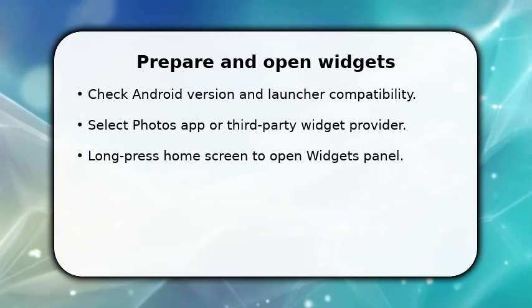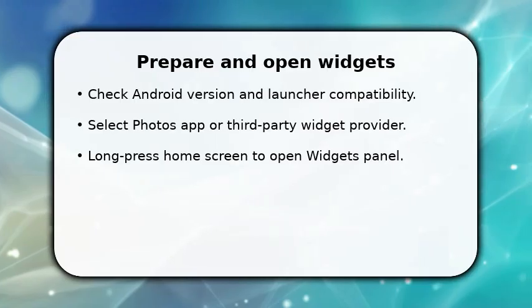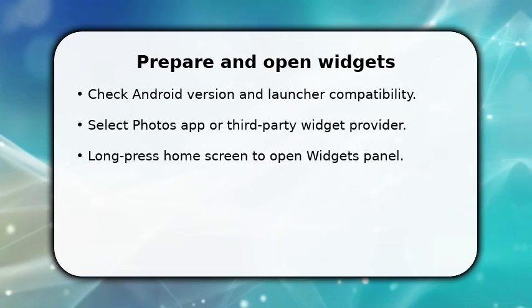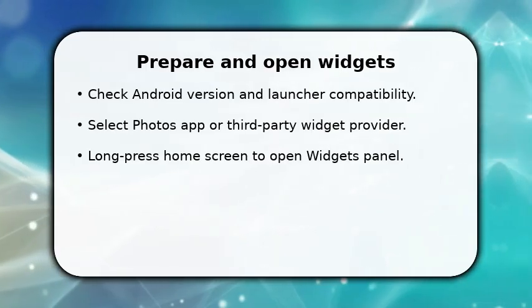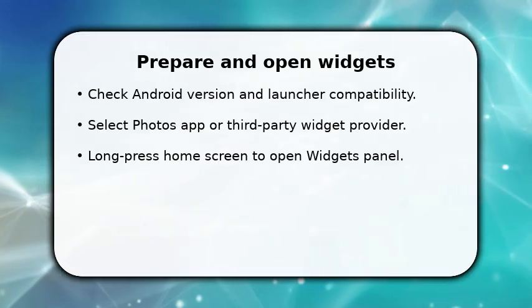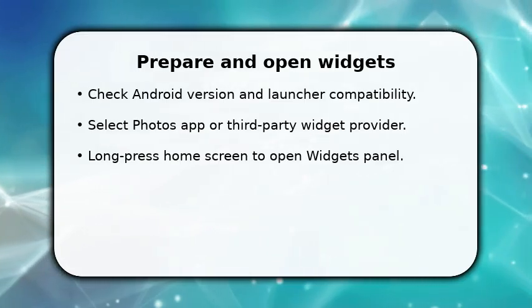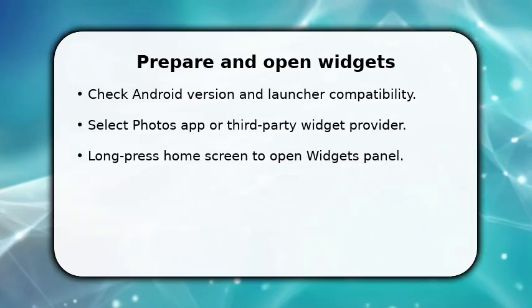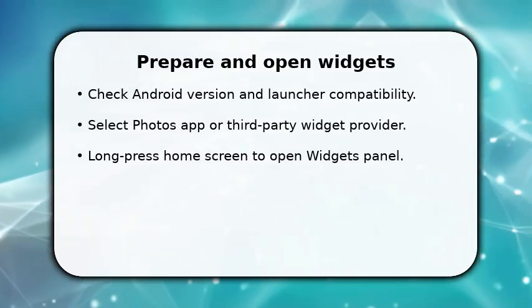You start by confirming your device supports photo widgets and that your launcher allows them. This prevents surprises later. Once done, unlock the phone and long press an empty home screen area to open the Widgets panel. Scroll to the Photos or Gallery widget entries or your chosen third-party provider, because you'll need to pick the correct widget size next.